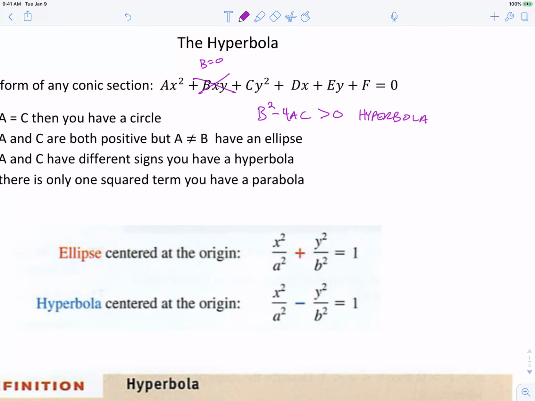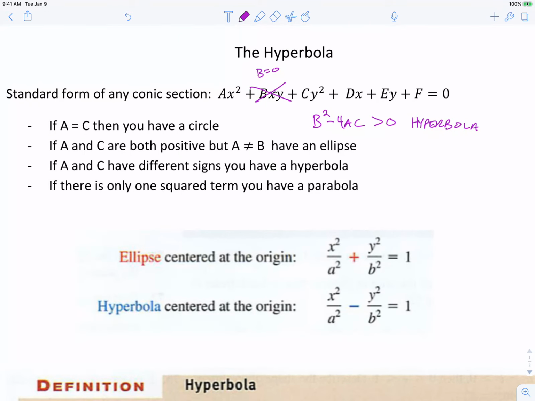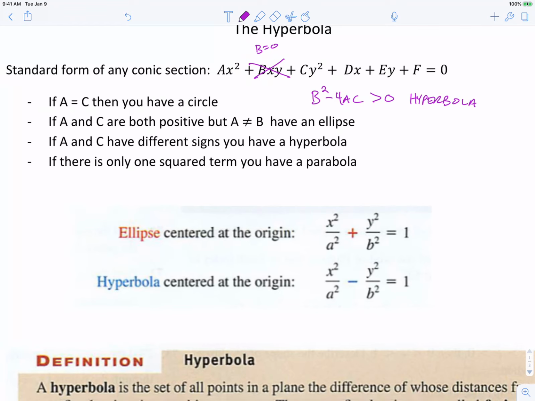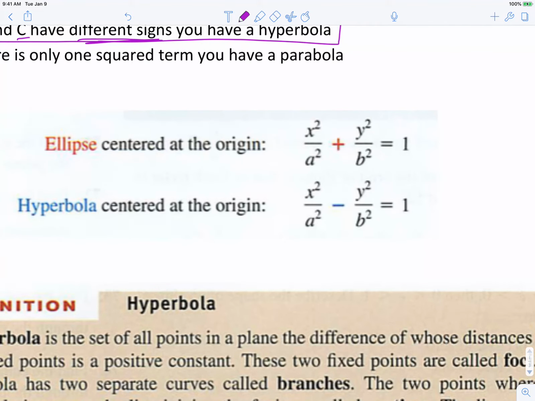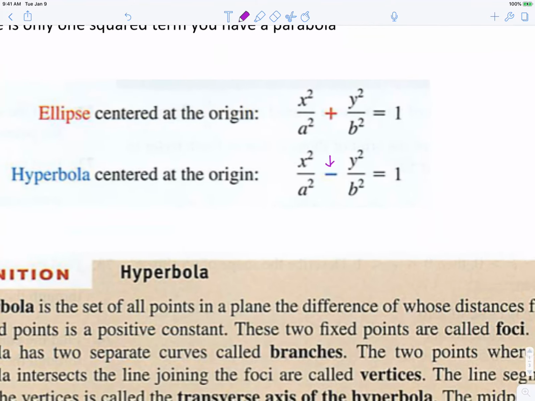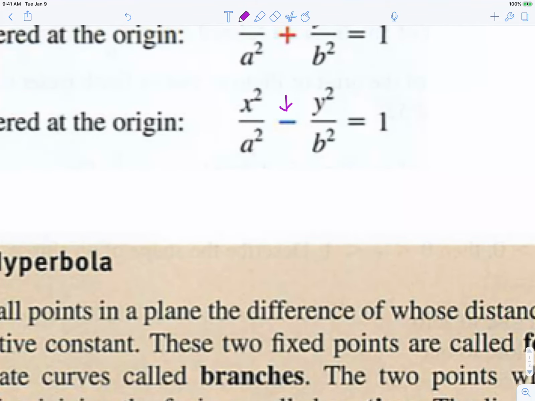When the b is missing, the easier way to think about a hyperbola is that the a and the c have different signs. So that's really the way that we can tell, because we're not really going to have that xy term in there. This is the official way to tell, but for our purposes a and c will have different signs. So notice it looks just like an ellipse, except the difference is one will be positive and one will be negative. And we almost always write the positive one first. So watch out for this.